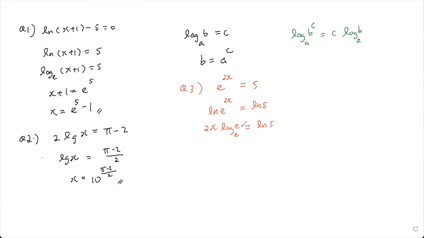So what is log e base e? There is another special rule that says log a base a, that means these two are the same, is equal to 1. Which makes sense, because a is a to the power of 1. Therefore, log e base e is also equal to 1. So this is 2x times 1, which is 2x equals ln 5. x is equal to ln 5 divided by 2.